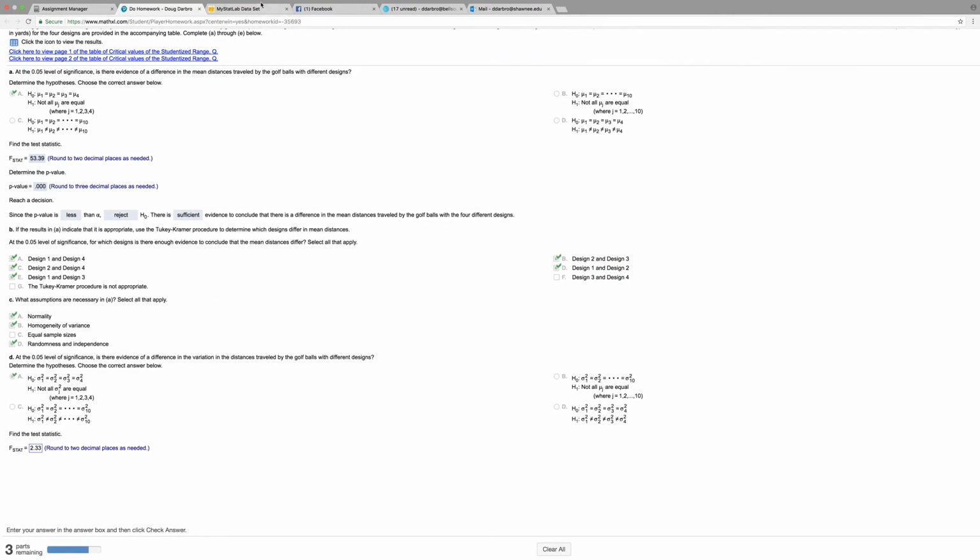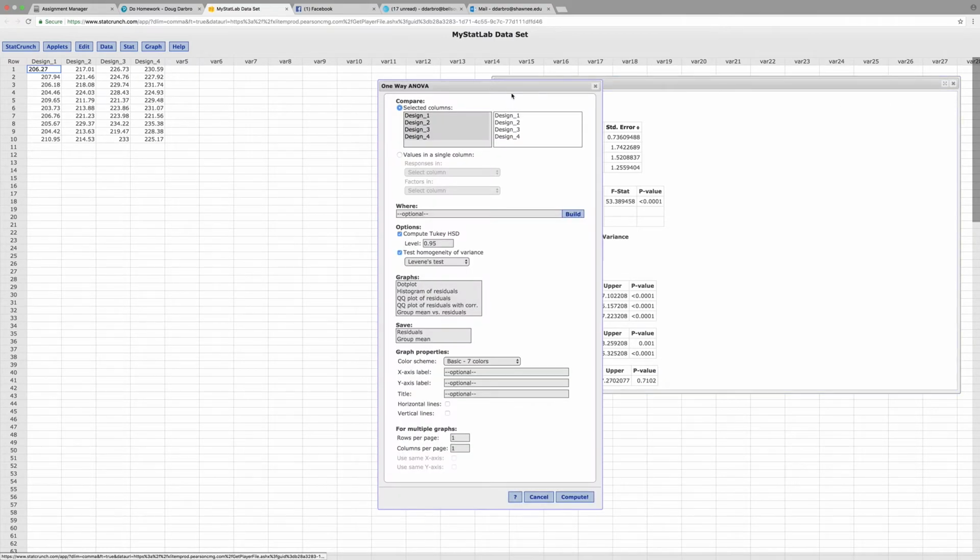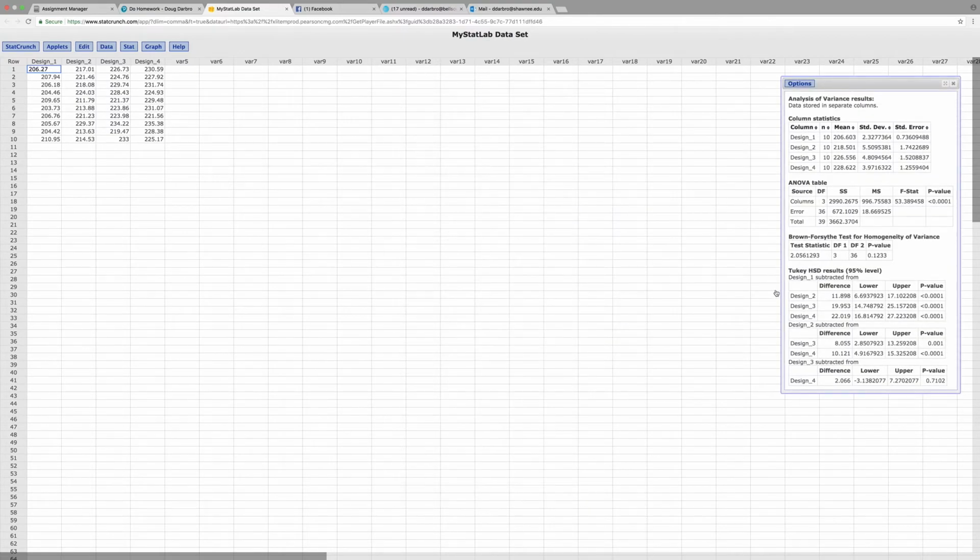Let me check one thing to see. I'm going to do a little toying around here. So let's go to edit. And let's try the Brown-Forsythe. I know this isn't going to work, but I just want to try it anyway. So 2.06.